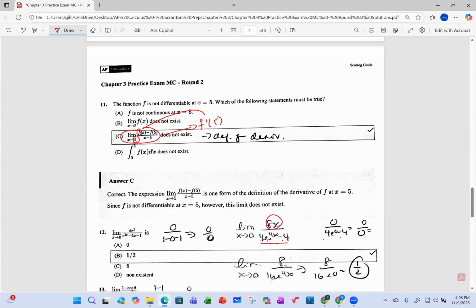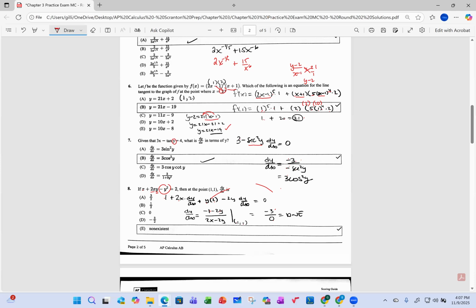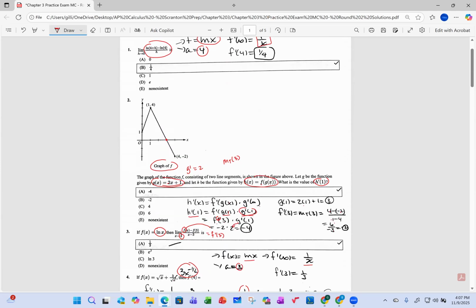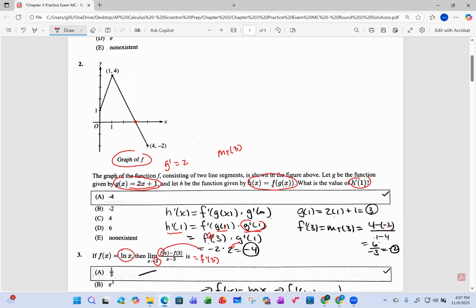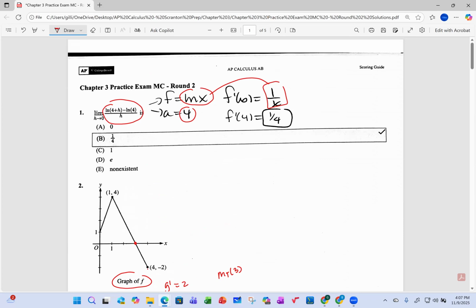So once again, some really great problems there. The difference on this one is a little bit more heavy, once again, on implicit differentiation, the definition of derivative, and finding the value of a derivative from different representations. I hope that helps you.